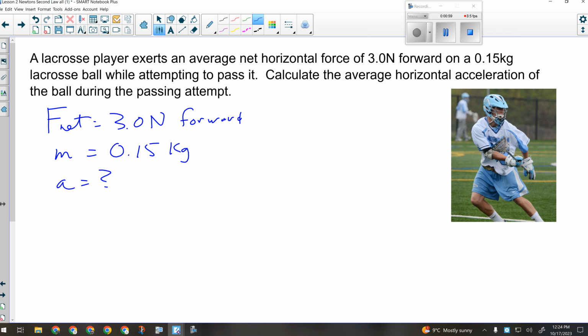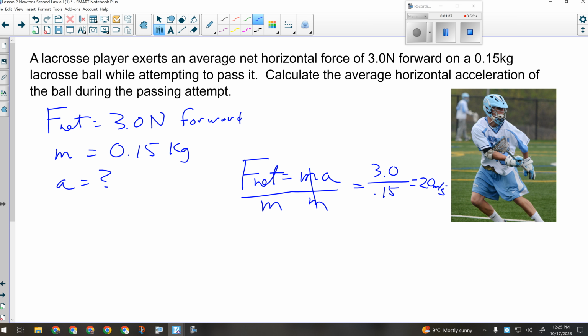Okay, is this a fairly straightforward question? What formula am I going to use? Right, this one. That's the way it looks on your formula sheet. F net equals m times a. I'm looking for a, so I'm just going to divide both sides by m. All right, and then plug in my numbers. So that'll be 3.0 newtons divided by 0.15 kilograms, which is going to leave me with 20 meters per second squared forward.